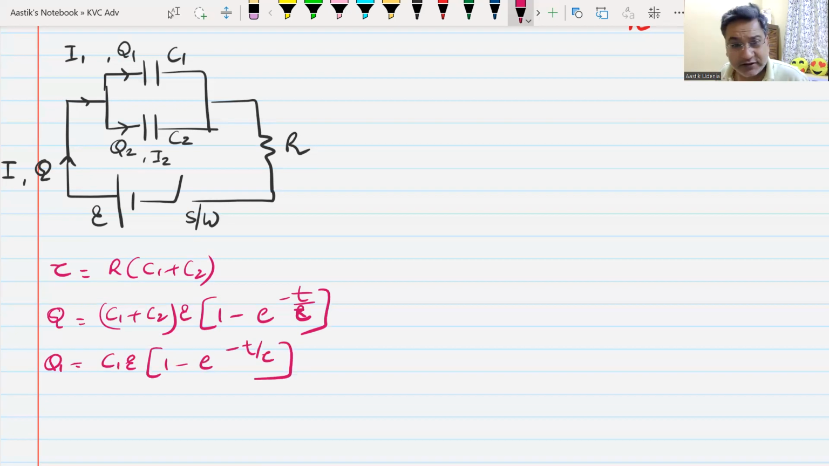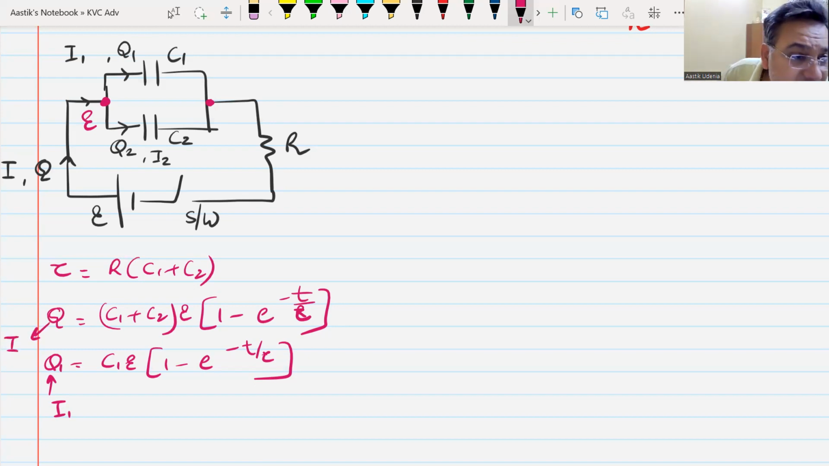Very good. You can find it this way straight away. This potential is applied across these two branches and they are in parallel. Then you can put it that way also. But remember, your tau will be R into C1 plus C2. You can get the other results, yes or no? Yes, sir. To get the value of I1, you will differentiate this equation. Do we understand this? Yes, sir. To get the value of I2, you will differentiate the equation of Q2. To get the value of I, you will differentiate this equation. Do we understand this, or is this going above our heads saying bye bye? Understood, sir.